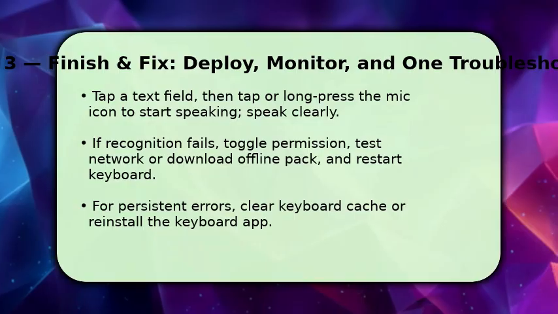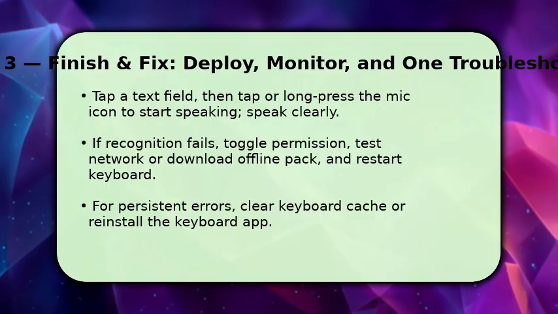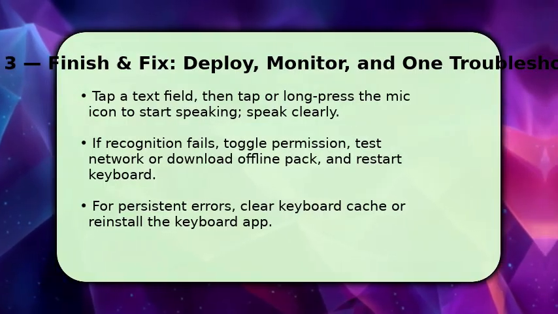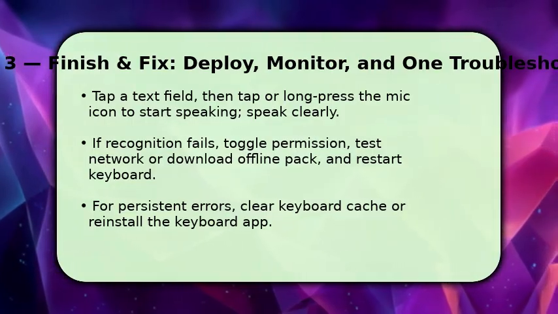To use voice typing, tap any text field and then the microphone icon on the keyboard. Speak in short phrases and include pausing so the engine catches punctuation. You can say words like period or comma if supported.